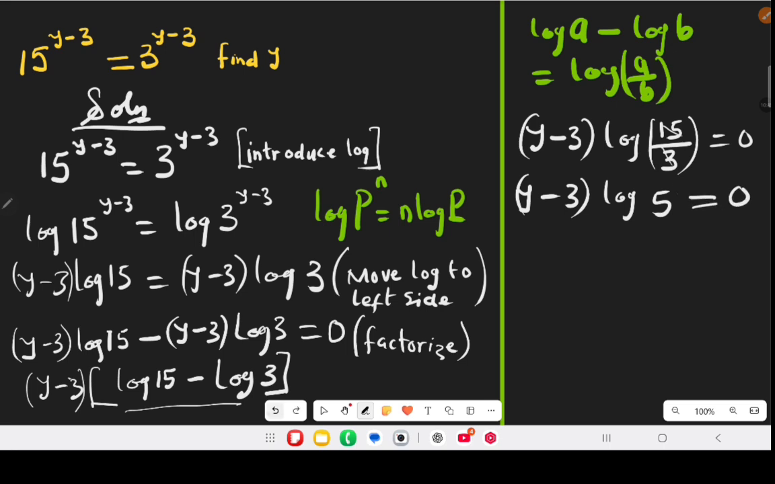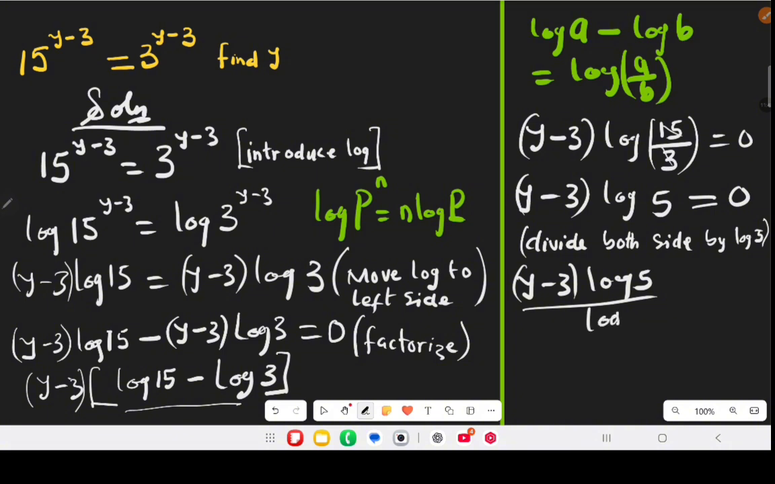Now the next step, we divide both sides by the coefficient of the bracket y minus 3, and the coefficient of the bracket is log 5. Then when we do that, we have y minus 3 log 5 all over log 5 equals 0 all over log 5. We cancel log 5, left with y minus 3 equal to 0 divided by log 5, which gives us 0.